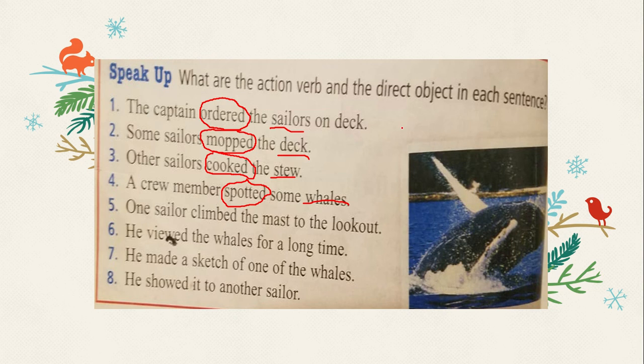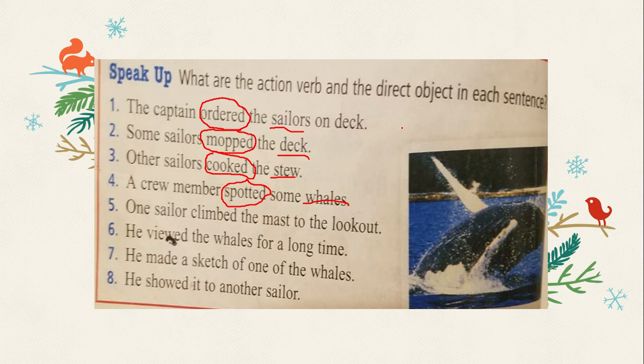Okay, I will read the sentence for you, and you need to identify by yourself the action and the direct object. I want you to take pictures and use your red pens, please. One sailor climbed the mast to the lookout. He viewed the whales for a long time. He made a sketch of one of the whales. He showed it to another sailor. I want you to copy that and send me a picture.